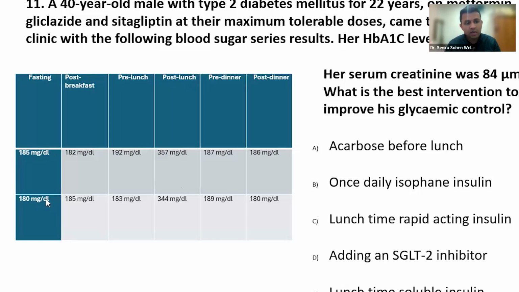So if you see all this, the general observation is that the fasting blood sugar is not that adequately controlled. Both the pre-lunch and the pre-dinner are not that adequately controlled, but the post-breakfast and the post-dinner are almost adequately controlled. But the largest problem is in the post-lunch CBS values.